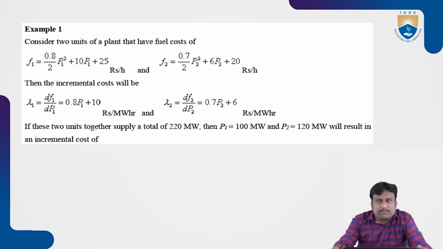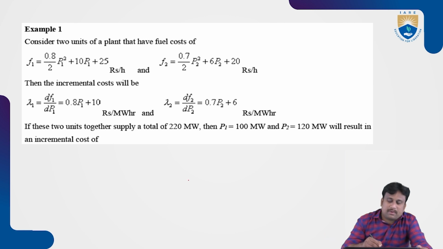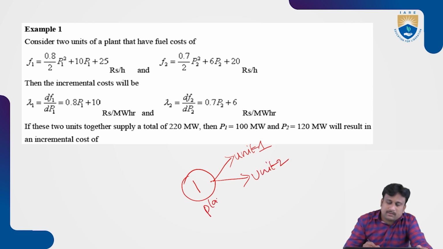Here we will go with one simple example for considering two power plants. So here the problem is given like this. Consider two units of a plant. Here we have a simple plant containing two units. This is unit 1 and this is unit 2. So only one plant, and the number of units we are considering is 2. The units may be more, 4 or 5, whatever it may be. We are here making the analysis for 2 units.